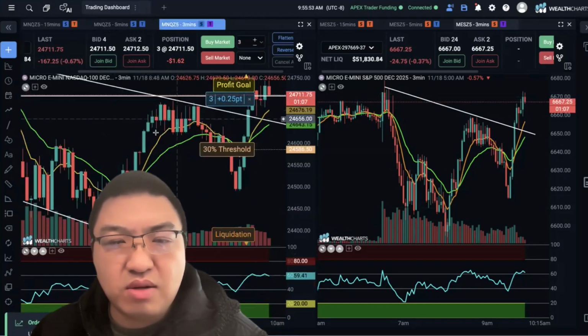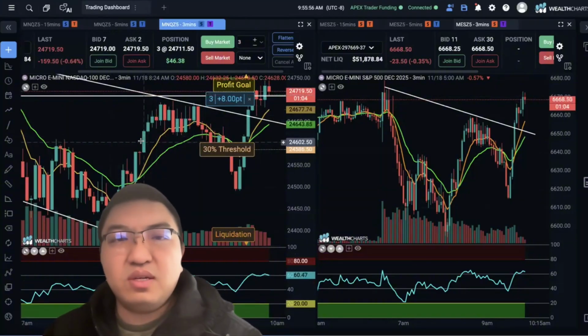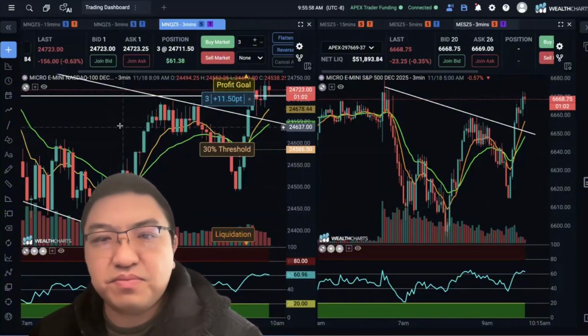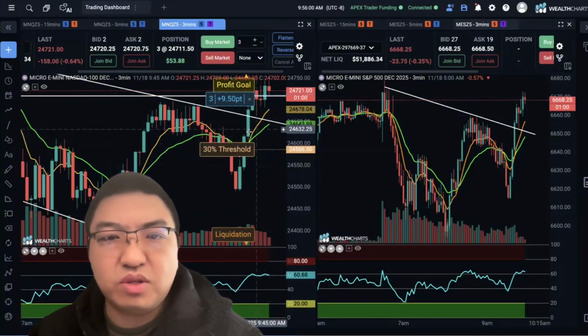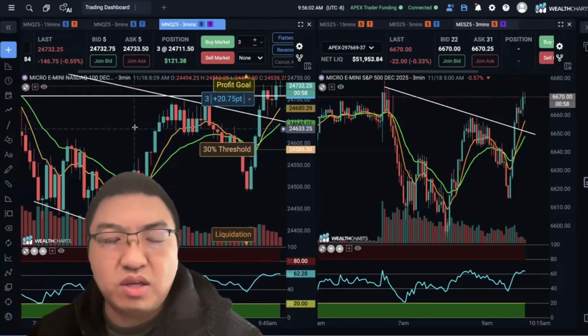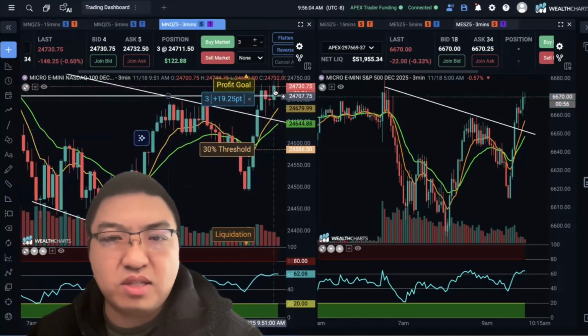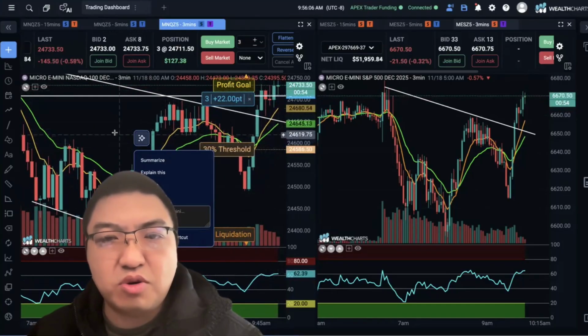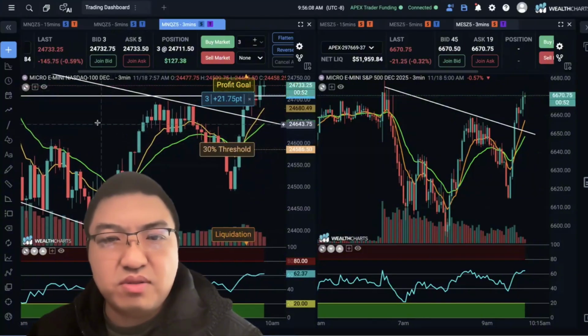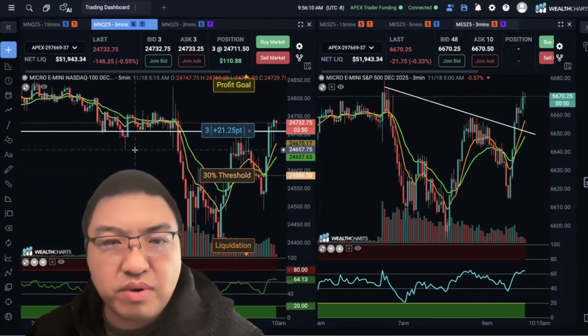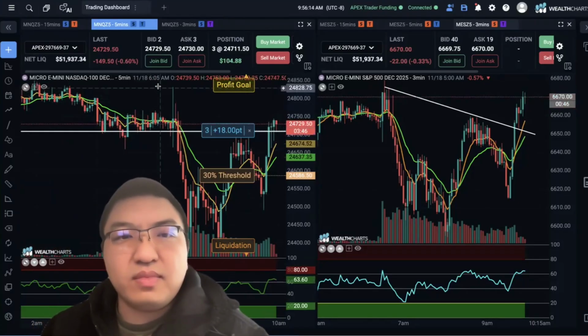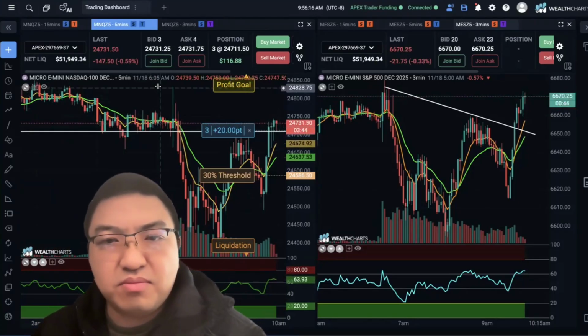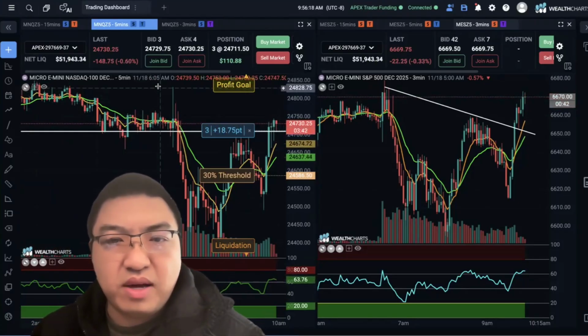Oops, looks like we got on board. Okay, we are in the trade. Good luck. We go long at the bottom of this candle line. I mean, so far it's the bottom. We'll see. So where should we set the profit goal? Like maybe here.